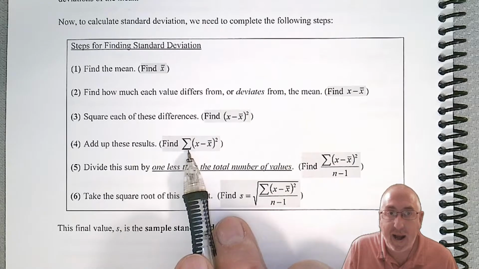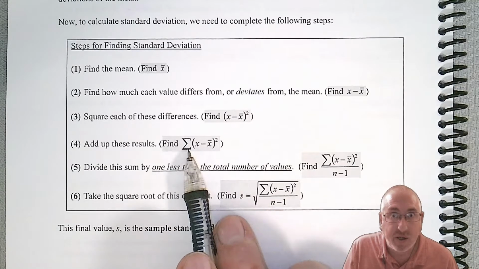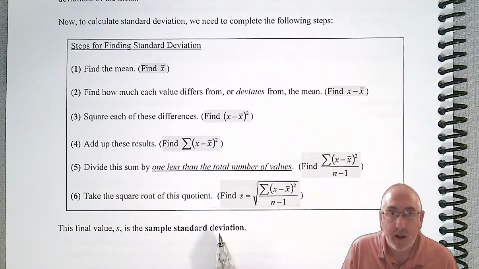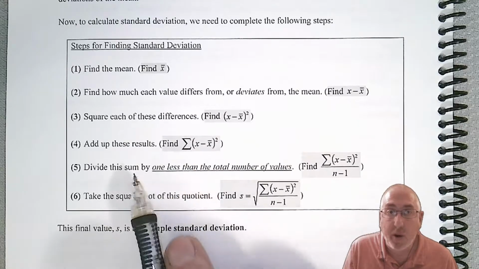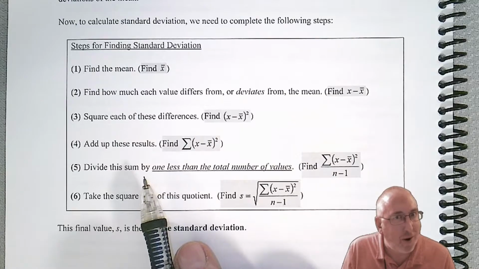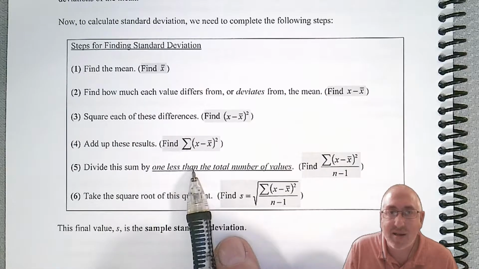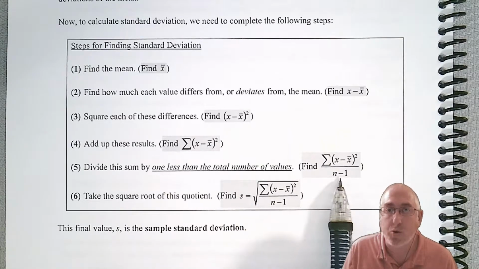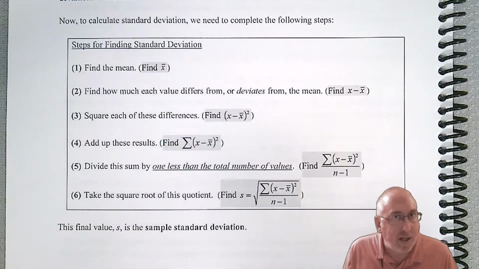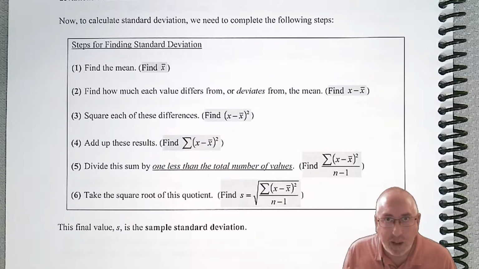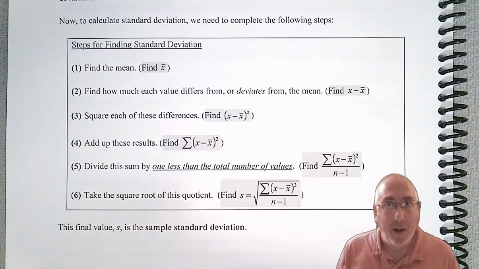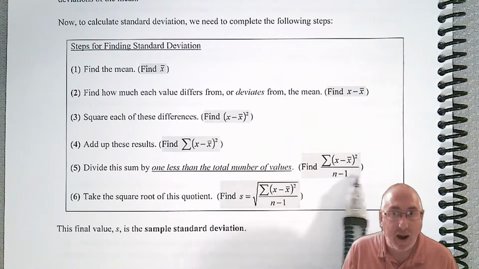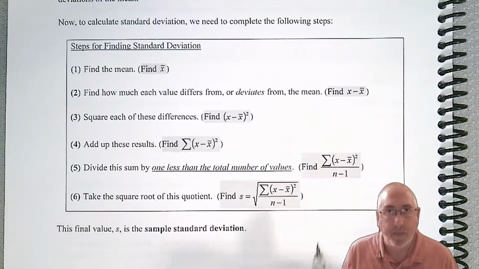Step 4 is to add them up. Remember, that funky E symbol is just an addition symbol. We want to add up all of those results from step 3. Once you have that sum, then we want to divide. The division is a little funky because we want to divide by 1 less than the total number of values. Remember, n is the number of values, so we'll just do n minus 1, and that takes care of it. Why that's the case? Some mathematicians decided that a long time ago before I was around, so I'm going to go with it. And now the last step is to take the square root. Once you divide, we want to square root that result. Very important that you don't forget it.